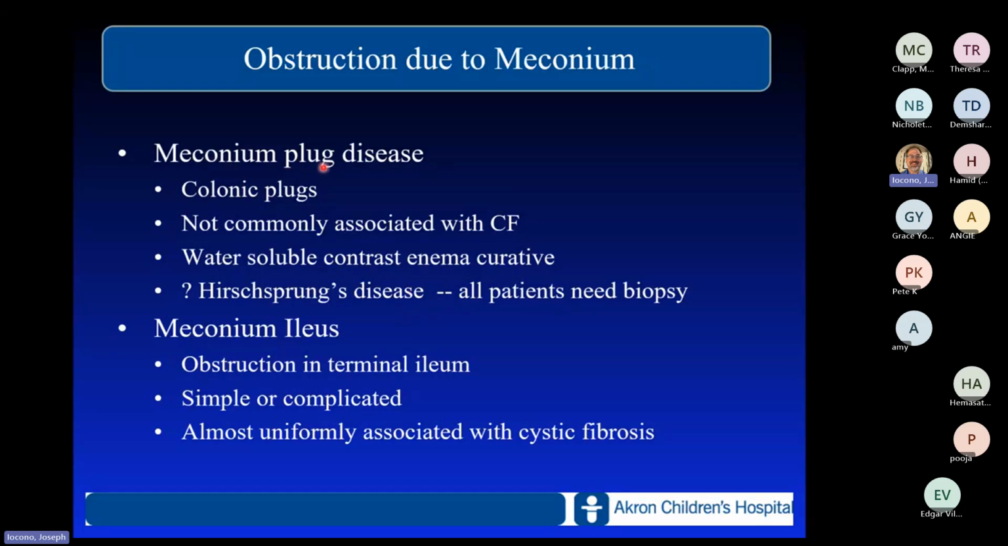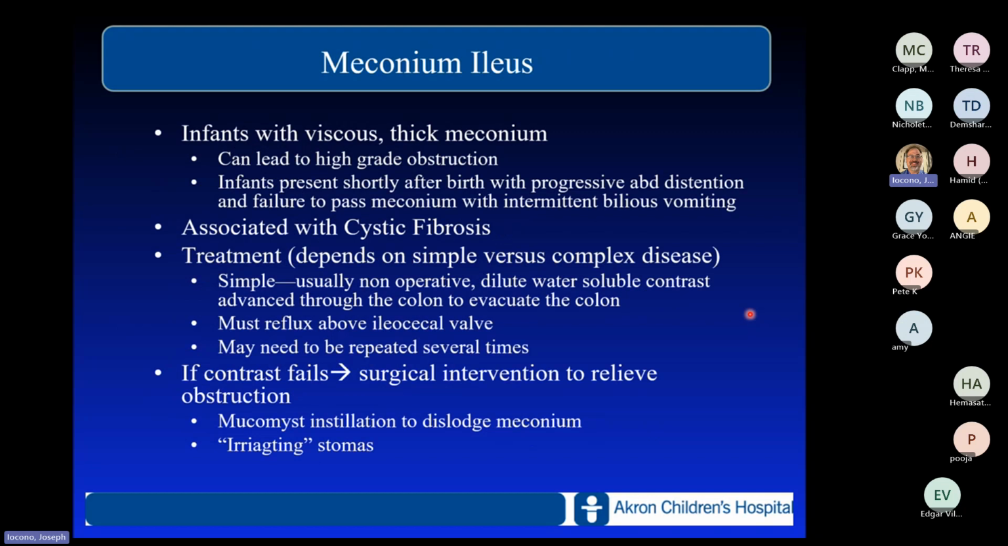So meconium plug, can't help with the name. Meconium plugs are colon, and you have to worry about Hirschsprung's. Meconium ileus is obstruction of the terminal ileum because the meconium is so thick it can't get through the valve. That is almost uniformly associated with cystic fibrosis and is different than meconium plug, even though it's a very similar name.